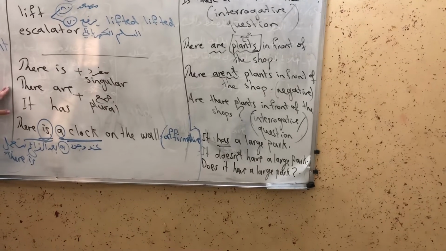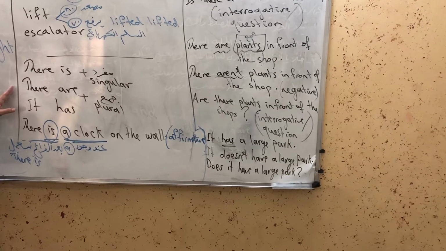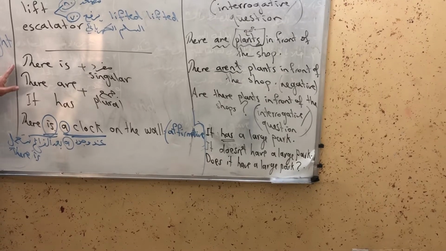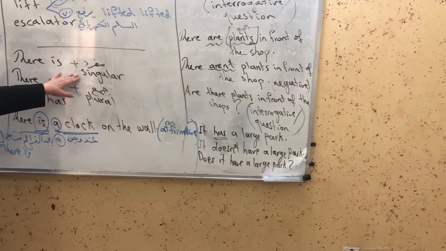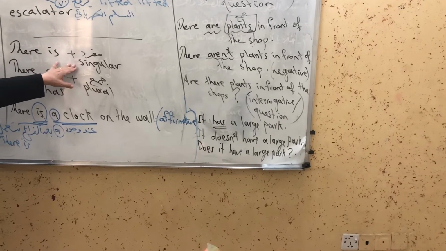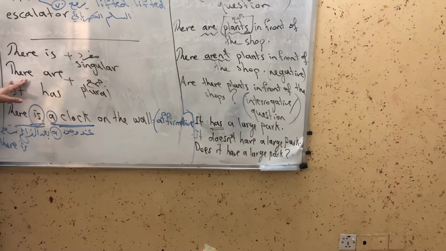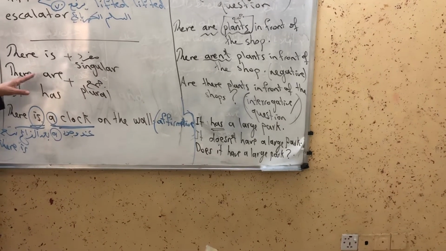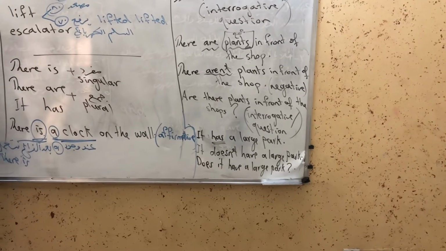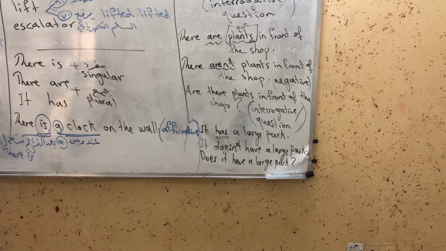There is, there are, it has. Of course, there is, there are means "يوجد". We use there is for the singular, so we have a singular noun after it, and there are we use for the plural, so a plural noun comes after it. And then we have it has.